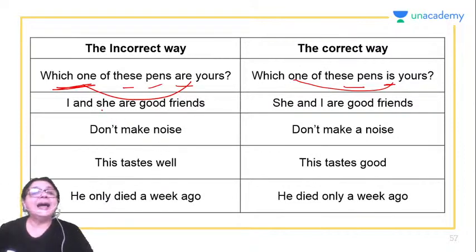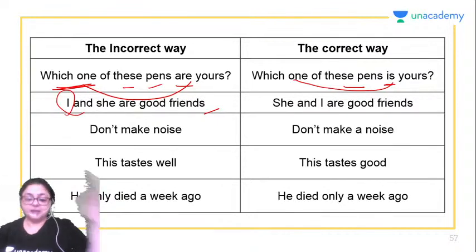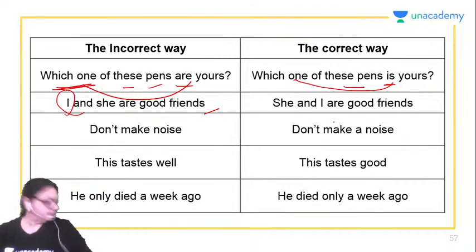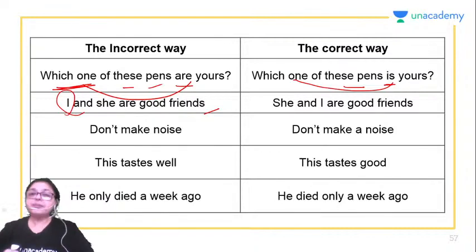Okay. I and she are good friends. We never put I before anyone else. So, what do we do? She and I are very good friends. Okay, now, don't make noise. That's what we very often speak. But the correct way to say is don't make a noise.